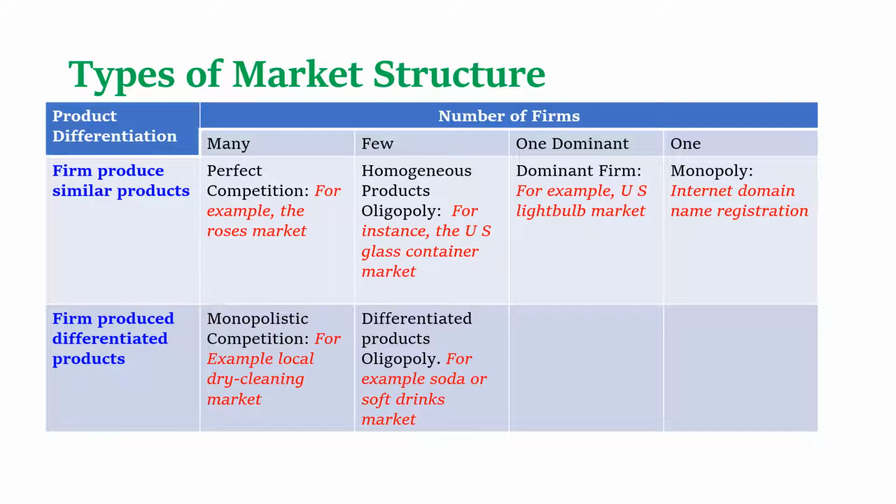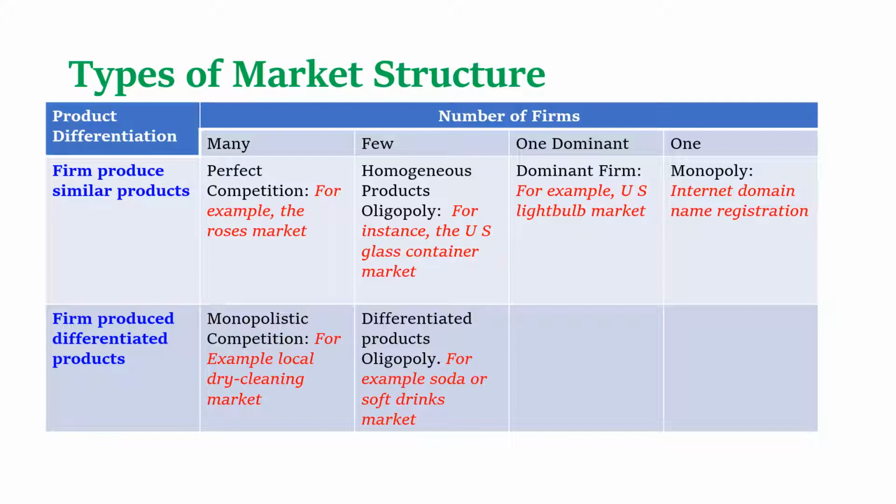You also have the case of the monopolistic market here. Now, we talk about the internet domain name registration. We only have one single firm in the market. So that is the case of a monopolistic market, and it also produces similar products.